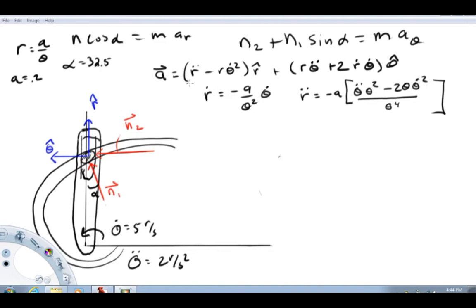Alright, now I wrote out an expression for the acceleration of this system, since we're going to be using Newton's second law in radial and theta coordinates, or cylindrical coordinates. So now here's how r is calculated. r is equal to a over theta, where a is equal to 0.2. That makes r dot equal to this expression, just hitting that with one time derivative.